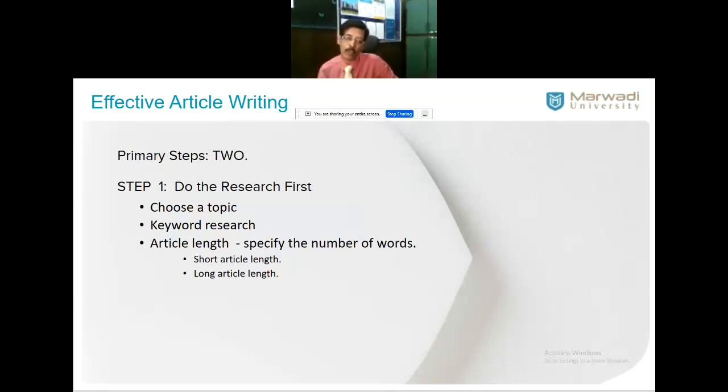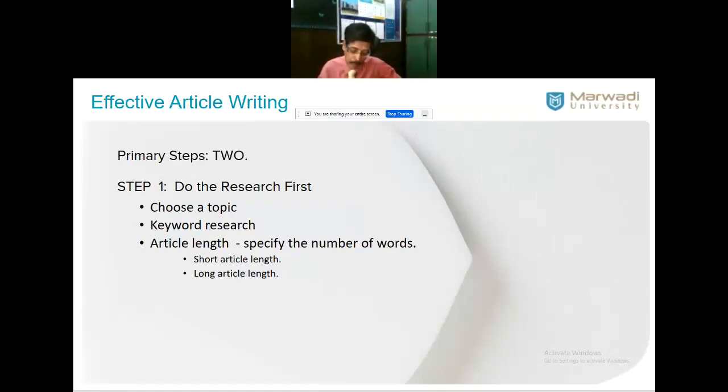So here you have to choose a topic, keyword research, and article length. You should decide whether it's a short article, less than 2 pages, even a half-page article I have seen. If it is a lengthier article, it goes up to 18-20 pages or more. It depends upon the rules and regulations of the journal where you publish. So referring to the rules of the journal is also very important, like what kind of prescription they quote, what kind of papers they are accepting.